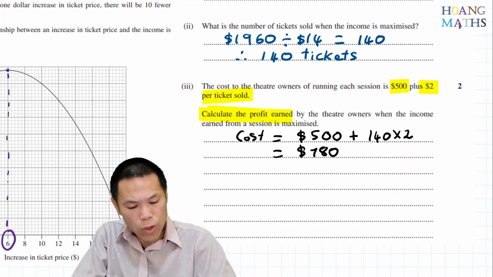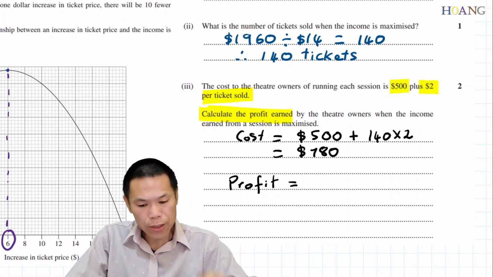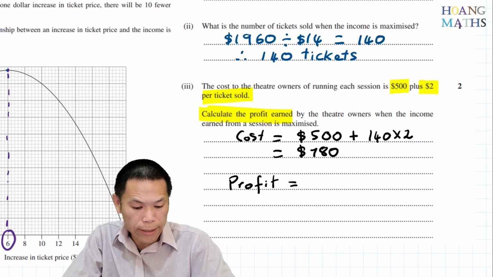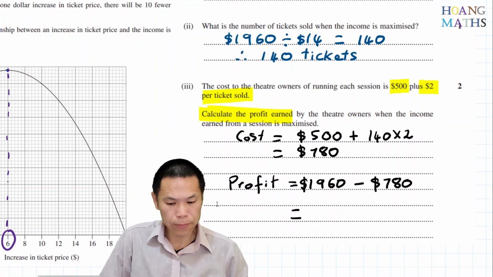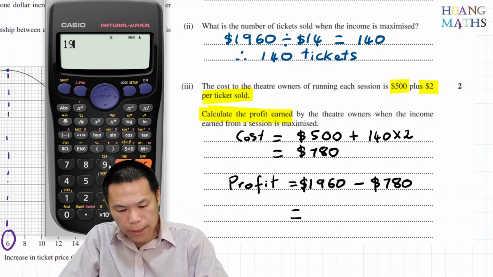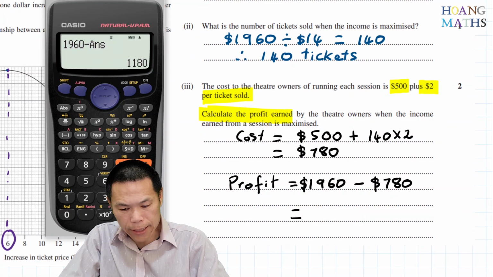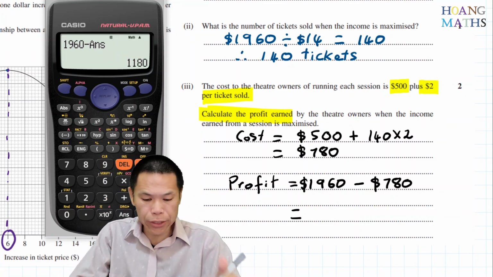Now we need to work out the profit. Profit is the income. So the income is $1,960, and then we minus $780. So I just go 1960 minus the answer. So there you go. $1,180.